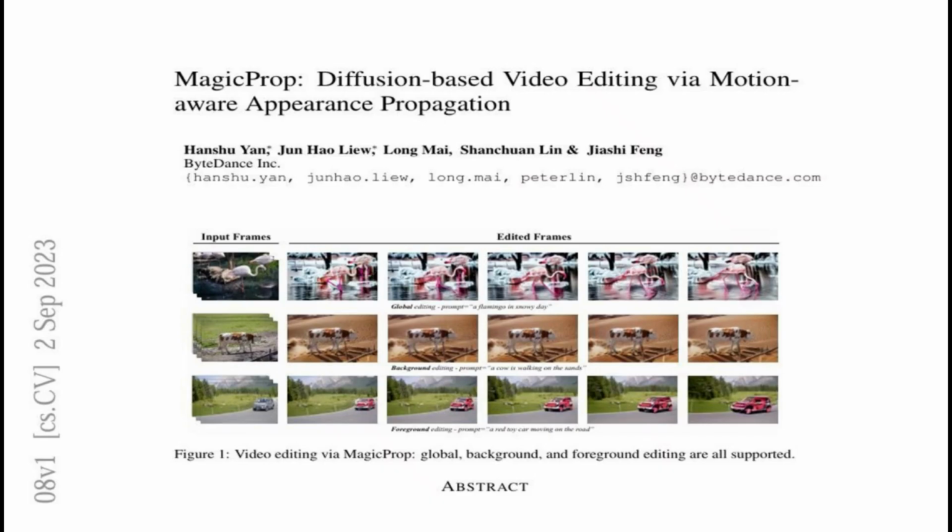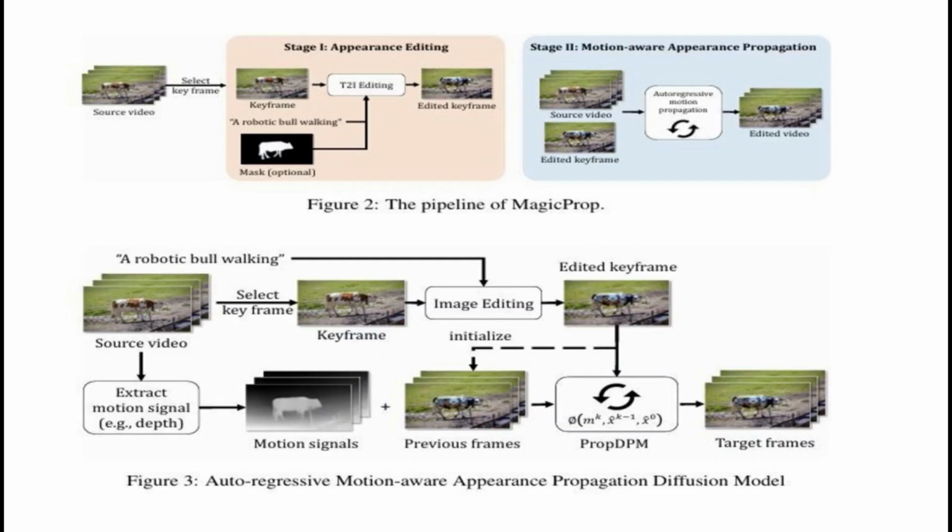Okay, next it is on MagicProp: diffusion-based video editing via motion-aware appearance propagation. Traditional video editing often struggles to maintain natural motion and seamless transition after making changes to individual frames. This paper, MagicProp, introduced a diffusion-based video editing approach that preserves motion continuity while allowing flexible content modification.